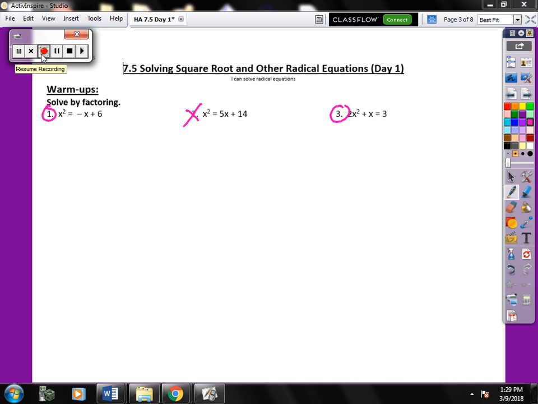So the warm-ups at the top of our notes today ask us to solve by factoring. And when we're solving, that means we should be getting actual answers, not just parentheses binomials. So what would be the first thing I have to do to solve number 1? Move stuff over to the left side. So we would add our x and subtract our 6.